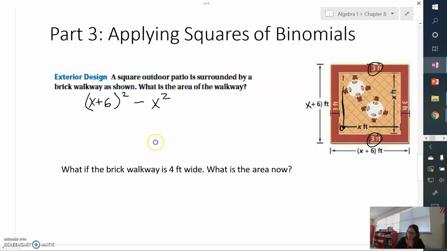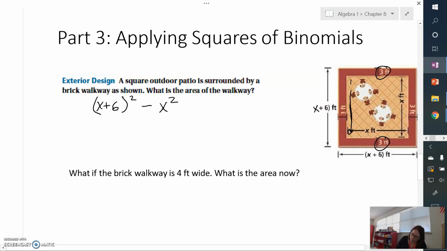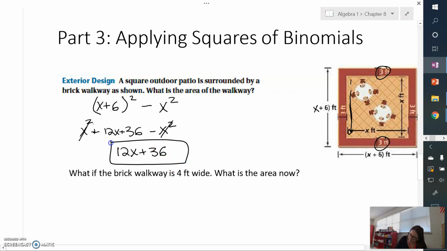Okay, so let's use the pattern to square our x plus 6. First term, square that. Last term, square that. My middle term is going to be the 6 and the x. So 6 times x, I'm going to double that, so I get 12x. So that's the area of the outside square. Subtract the patio part, so that what's left is just the walkway. X squared minus x squared, those drop out, so my answer is 12x plus 36.